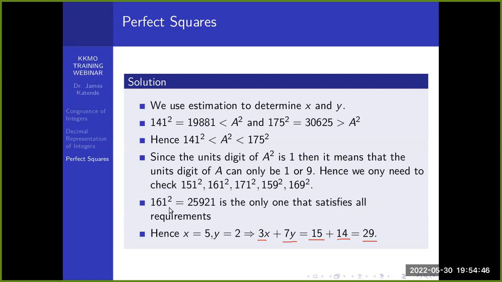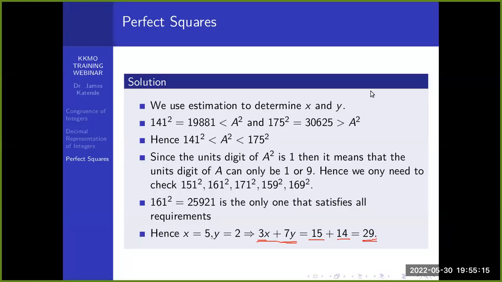And it turns out 161 is the only one. When you square it, this is what you get. So this is the perfect square that we are looking for. And the value of the second digit and the fourth digit is 5 and 2. If you plug them into this expression, it evaluates to 29. So 29 is the answer that we're looking for. I think that's the last. Any questions on this?